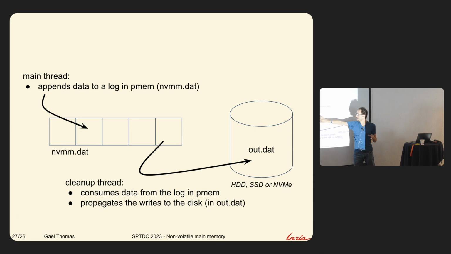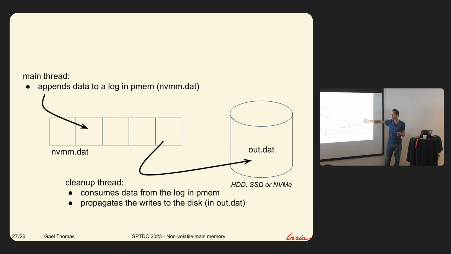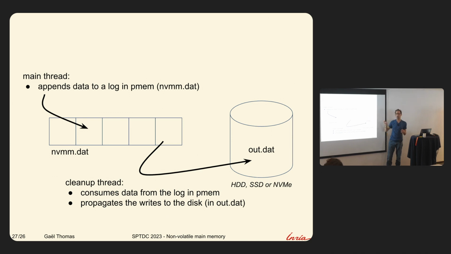So just to give an overview of the code that you are supposed to implement, the basic idea is that we have the persistent memory here and the hard drive here, and we have two files. The first file is nvmm.data, and the second one is the file out.dat. And what we want to do is, when we want to write something, we write it in persistent memory in this buffer. And we have another thread named the cleanup thread that takes the data from the persistent memory and executes the write in the hard drive.